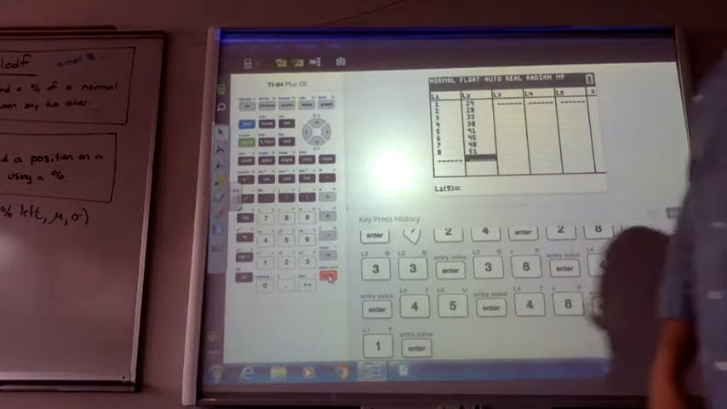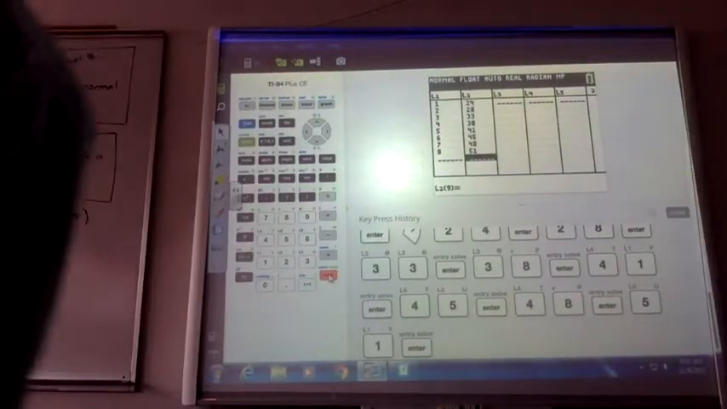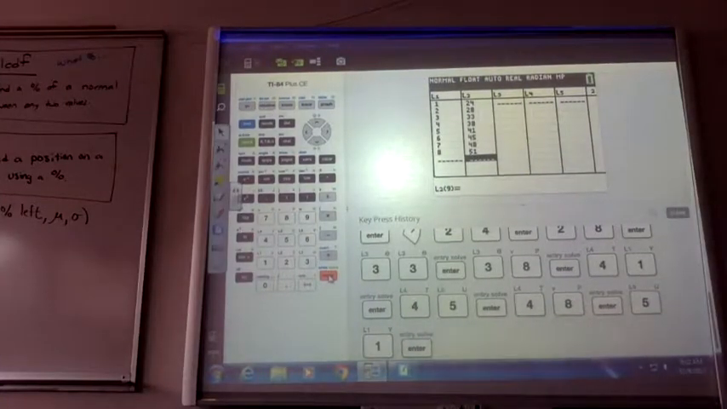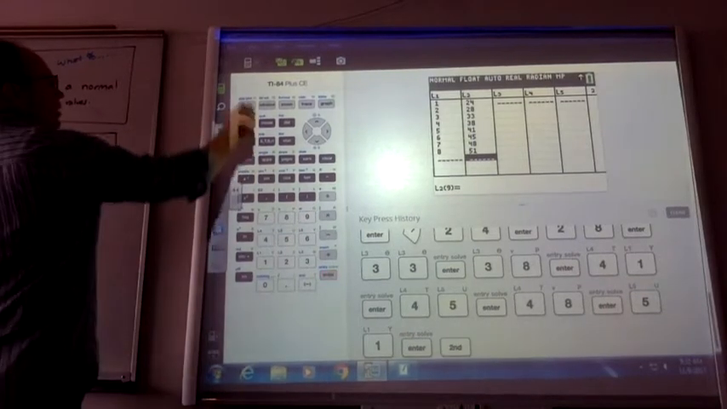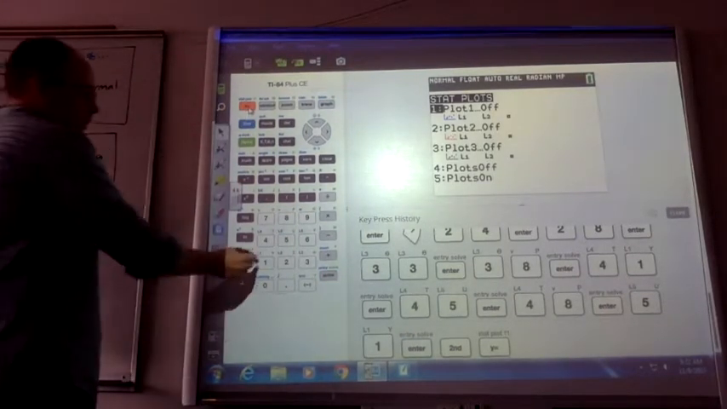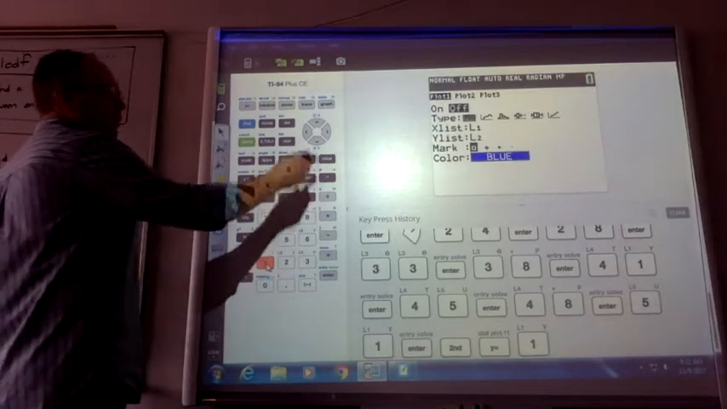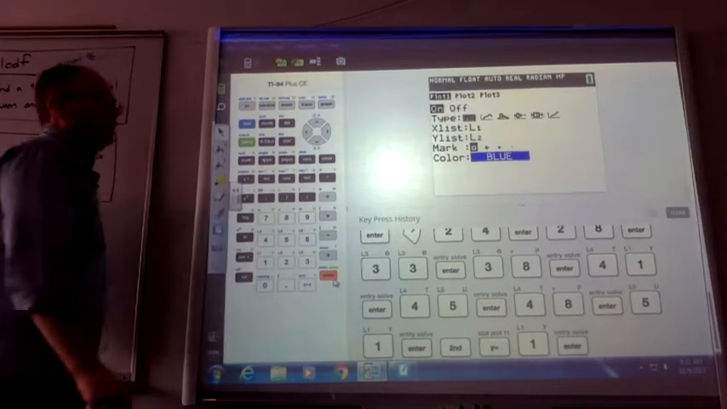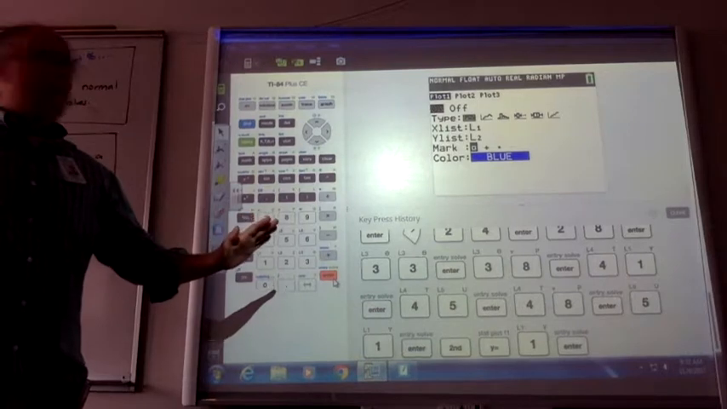Everything okay? May I move to the next step? Being that we reset the calculator, we turned our stat plot off. So let's turn the stat plot back on. I'm going to hit second, y equals. You're going to hit number 1. Once it gets there, just hit enter and don't do anything else.